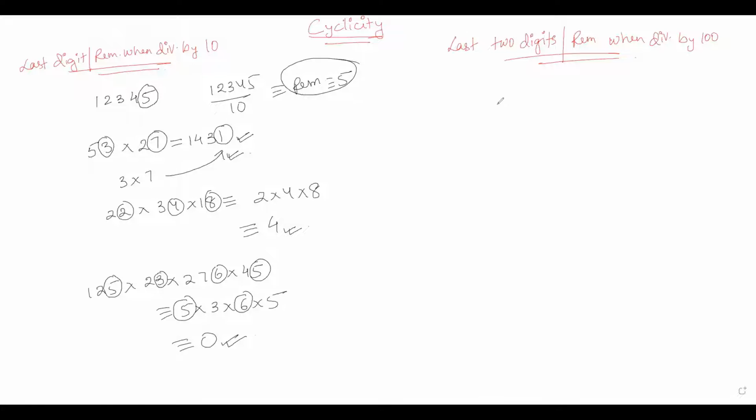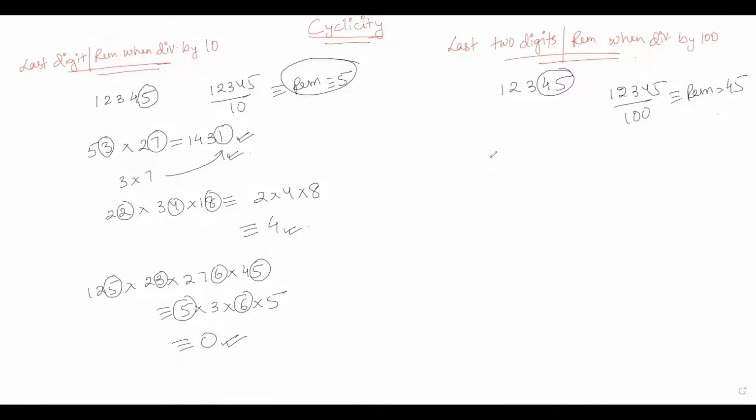Now, let us see what the last two digits of a number are. Let us take the same example, 12345. Here, the last two digits of the number would be simply 45. And the last two digits of this number would be the same as the remainder when this number is divided by 100, because 12345 divided by 100 leaves remainder 45. So the last two digits of a number are the same as the remainder when the number is divided by 100.